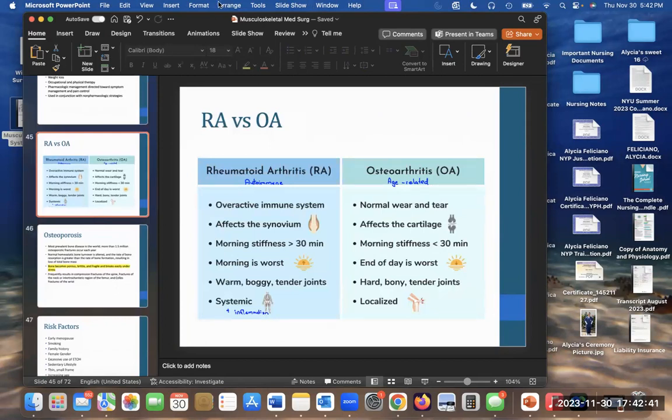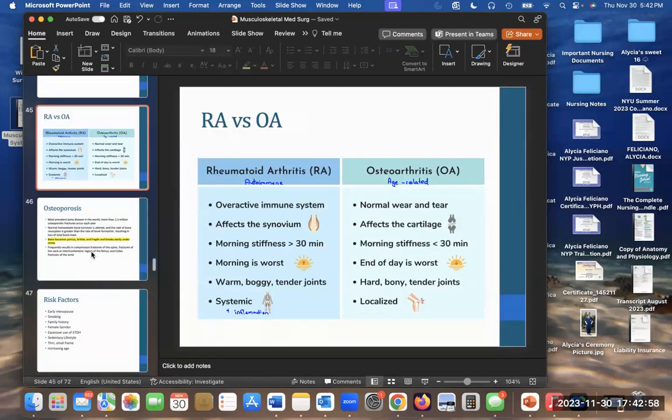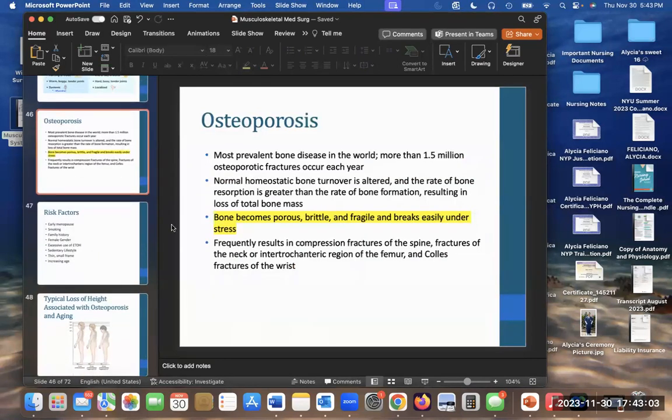This is a really cute summary of the differences between rheumatoid arthritis and osteoarthritis. You could take a picture of that, or like I said, if you want the slides after, just let me know. I think this is a great summary, especially because when you hear arthritis, it can get a little confusing. Okay, so the next thing we have is osteoporosis.